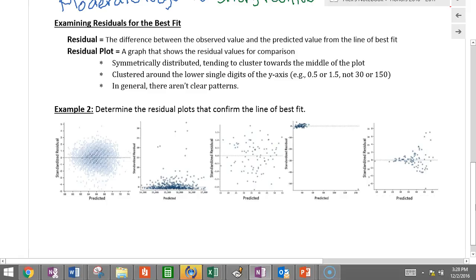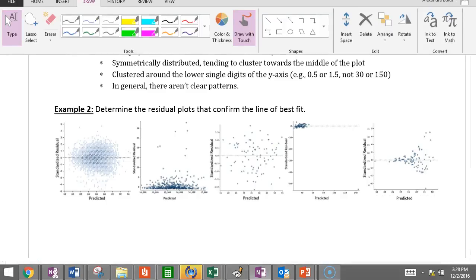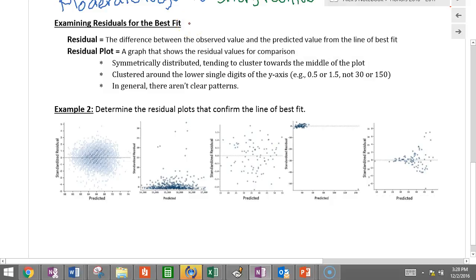So let's look at some examples. Looking at these, determine the residual plots that confirm the line of best fit. So we want to choose which ones are a good fit. If I look at the first one, it's nice, symmetrical. Those points are kind of just scattered around. There's not really a pattern. And these values are really low. They're all kind of between -5 and 5. Those are low values. So this is a good fit.